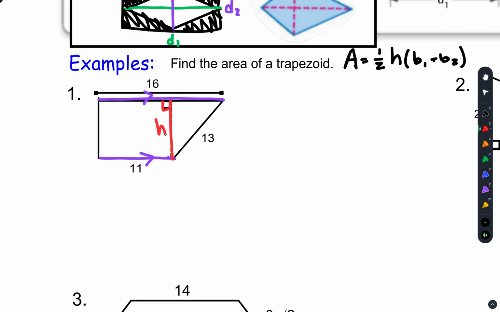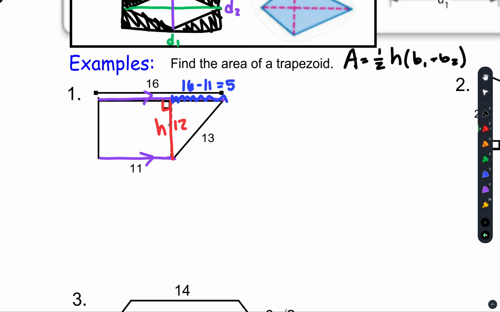And I got a bunch of different methods. I know 30-60-90s, 45-45-90s, SOHCAHTOA. This one's just going to be Pythagorean theorem. I'm going to find this little top sliver up here by doing 16 minus 11 to get that that's 5. And then my triangle has bases of 5 and h. The hypotenuse is 13. Maybe you recognize that that's a Pythagorean triple and you don't have to do any of the extra work. Maybe you don't recognize it and you set up Pythagorean theorem anyways. 5 squared plus h squared equals 13 squared. We're going to get h is 12.